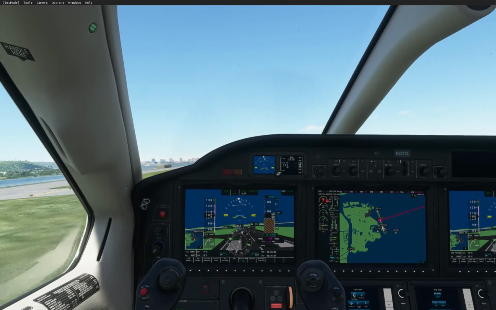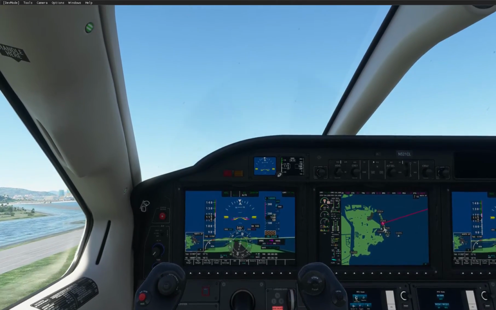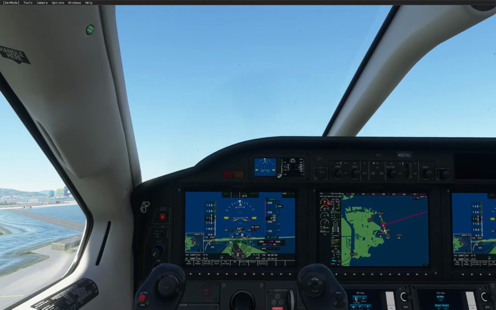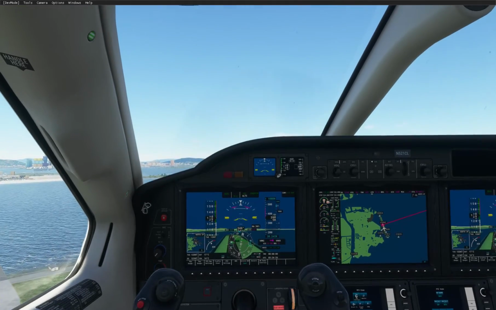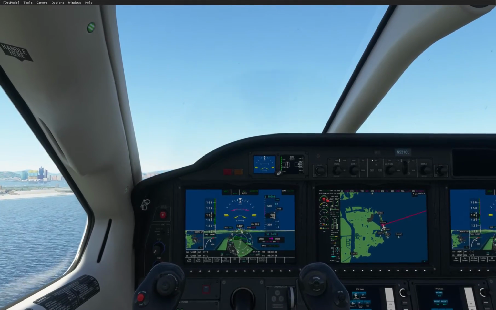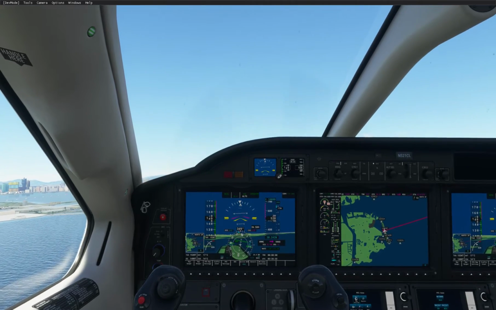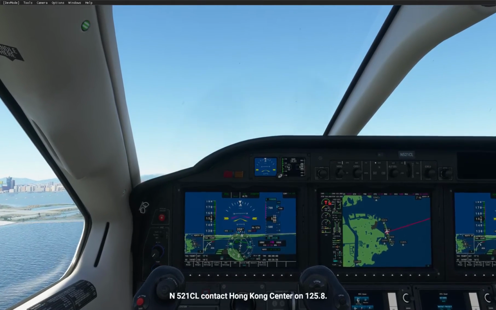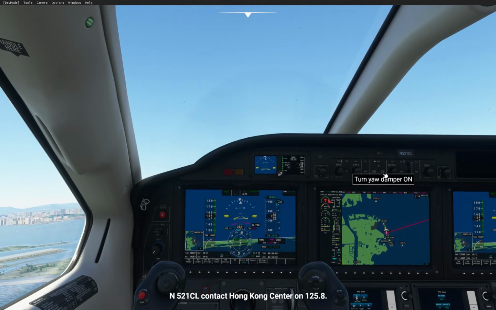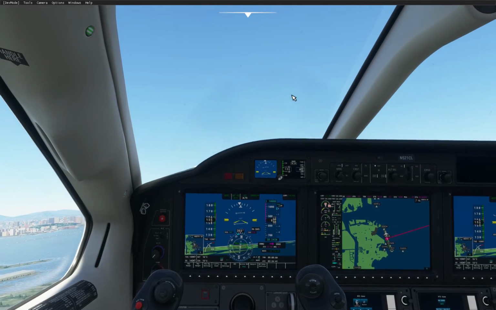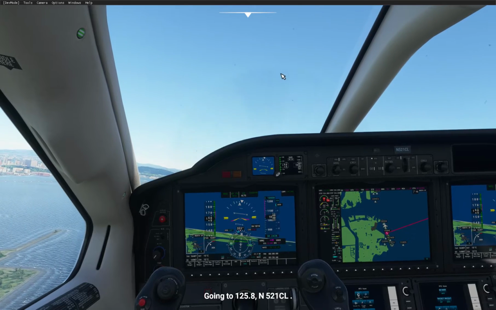Climbing away, gear up. Flaps up. Yaw damper on. Autopilot on. Going to 125.8 in flight to 1 Charlie Lima.